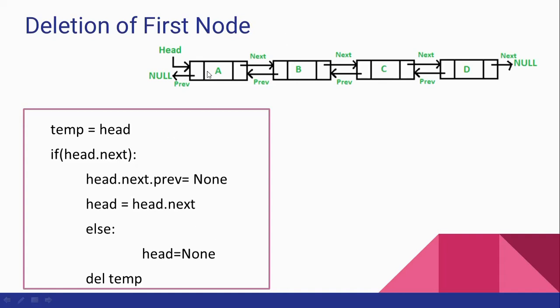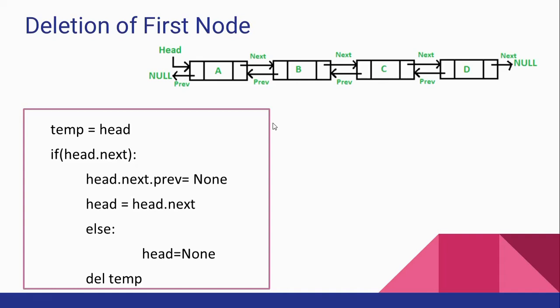Okay, if there are no more elements in the list, then head should be pointed to None, because there is no other element. There was only one element, and that is also deleted now. Okay, that is deletion of the first node of the linked list.